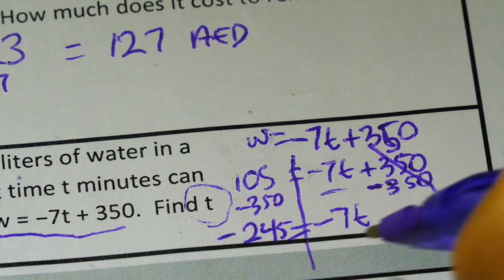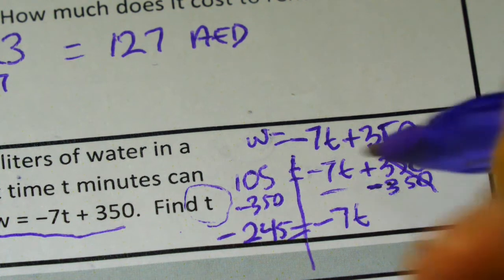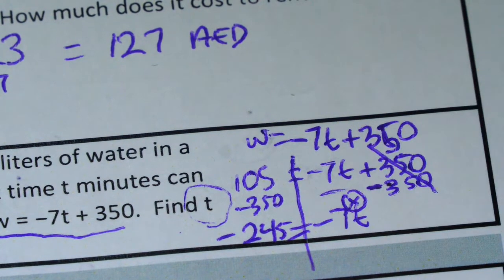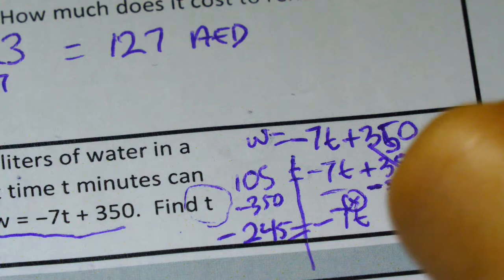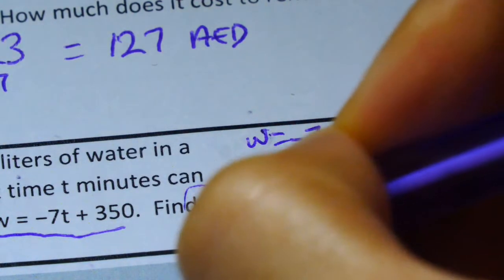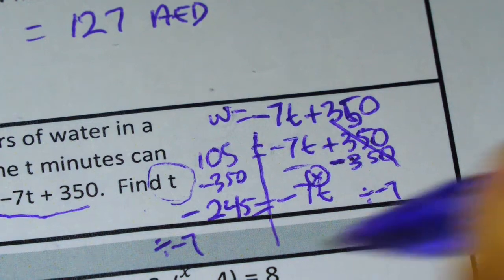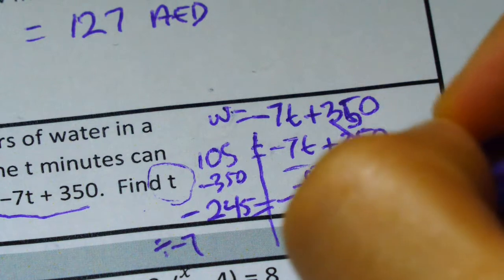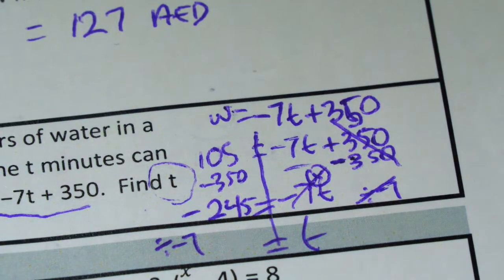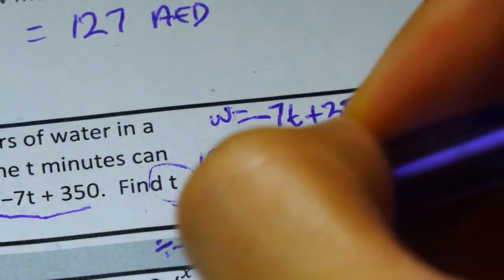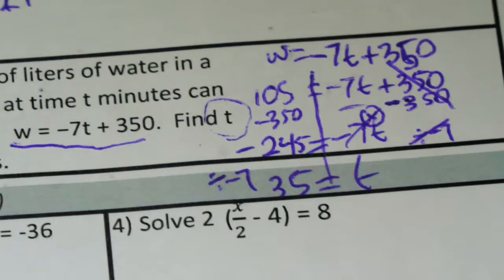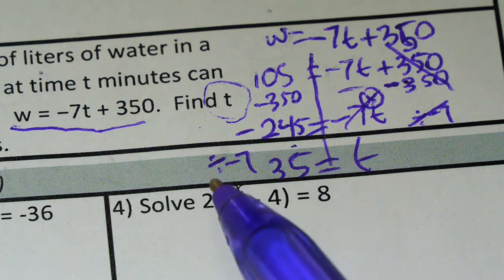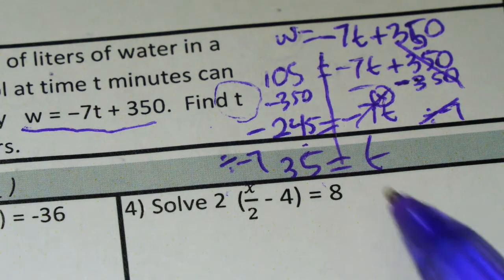Okay, so again we have to find t. This means minus 7 times t, so we have to divide by minus 7, divide by minus 7, times minus 7, divide by minus 7, we delete, we have t. Minus 245 divided by minus 7 equals 35. So t equals 35.